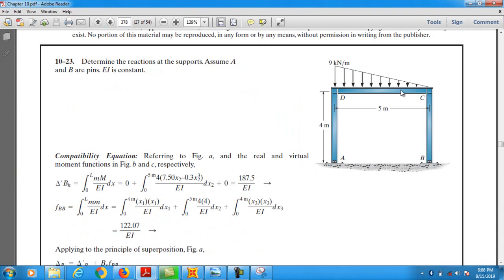This example is also easy. You have one bay and the bay width is 5 meters, and you have one story and the story height is 4 meters. Clear? And you have uniformly varying load.